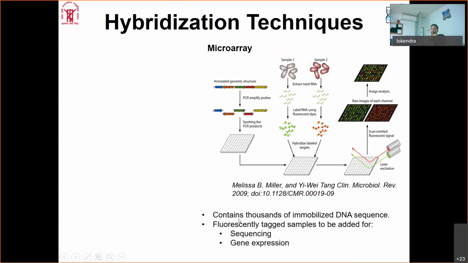These basically contain thousands of immobilized DNA sequences, and these DNA sequences can either be used for sequencing purposes or for gene expression analysis. If we already know how many copies of these immobilized DNA sequences are present, then based on the attachment of various sample molecules and their respective intensity, we can tell how many copies are present.